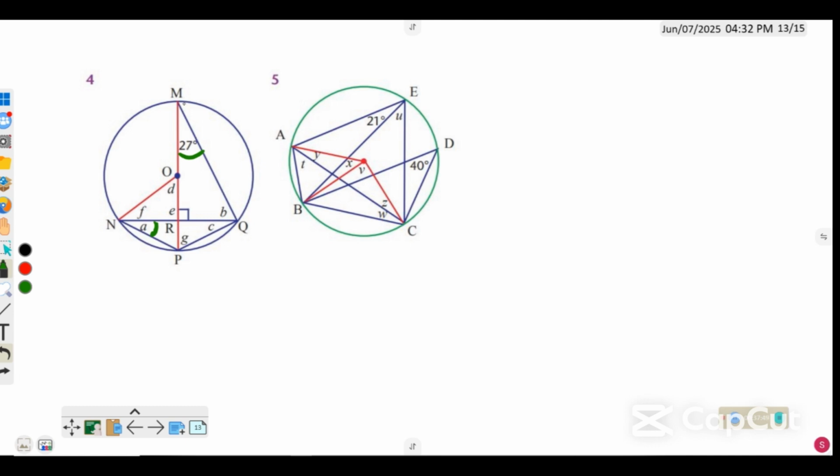How do you find B? You already have a right angle triangle there. So B is 90 minus 27, sum of angles in a triangle. How do you find C? Let's look at C. There's C. Okay.